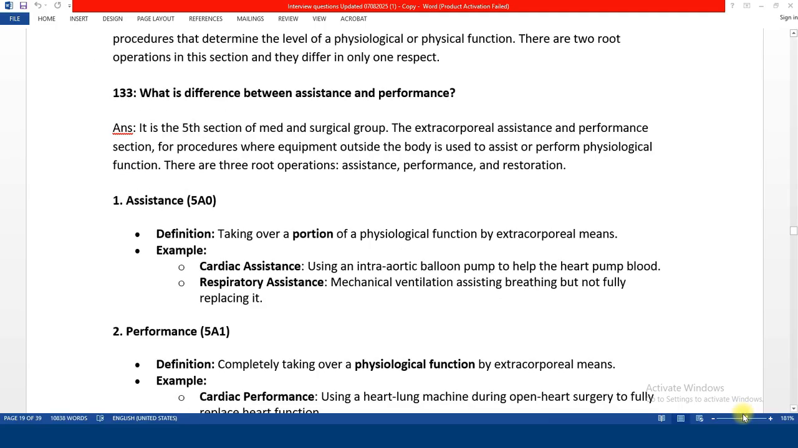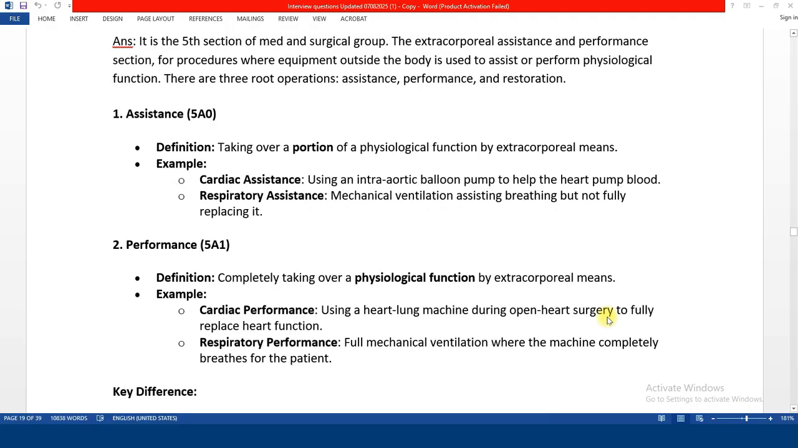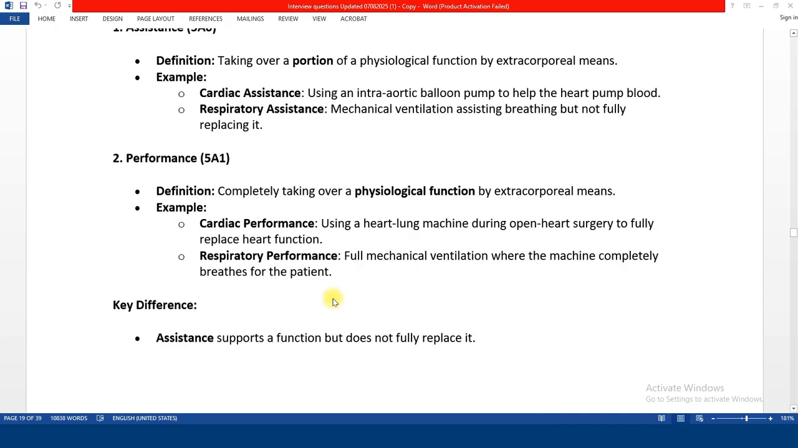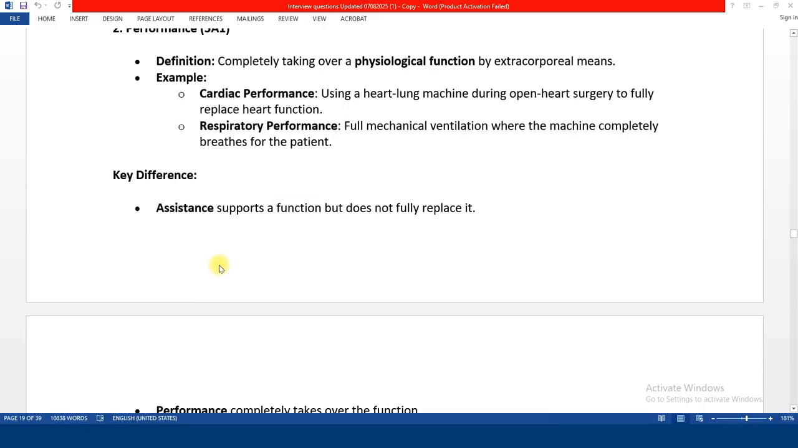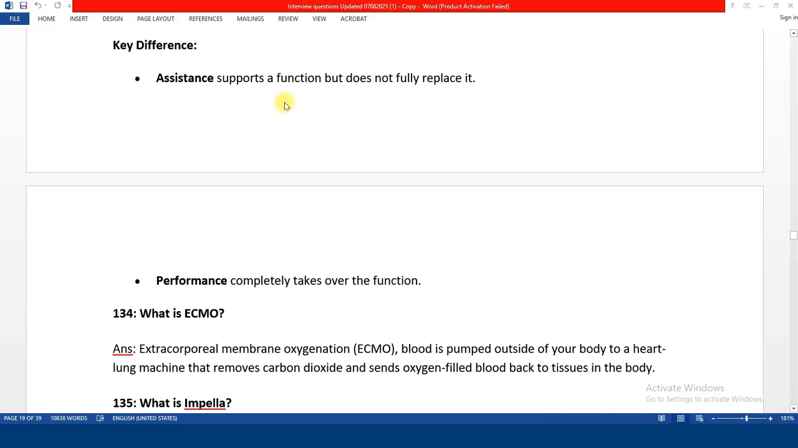What is the difference between assistance and performance? It is the fifth section of the medical and surgical group of PCS. The extracorporeal assistance and performance section is for procedures where equipment outside the body is used to assist or perform a physiological function. There are three root operations we have: assistance, performance and restoration. So for assistance you will use 5A0. For performance you will use 5A1. Assistance supports function but does not fully replace it.